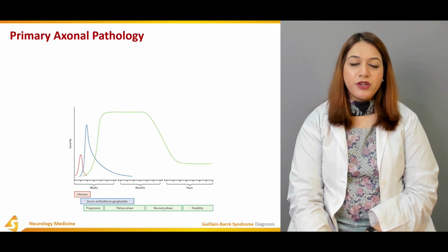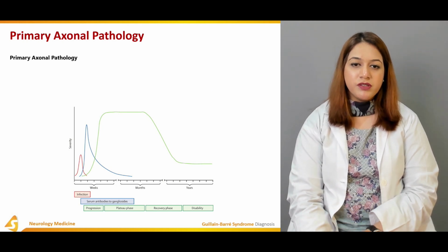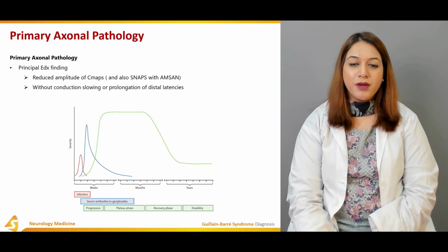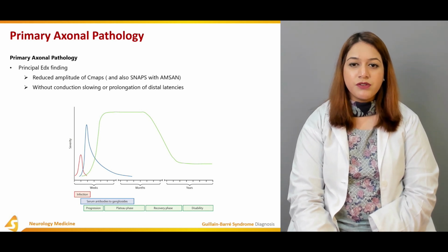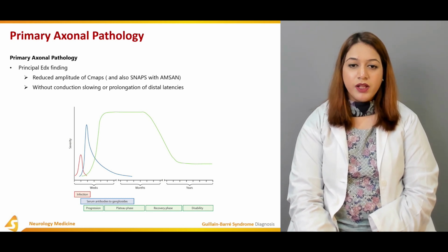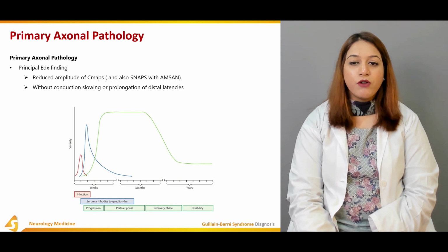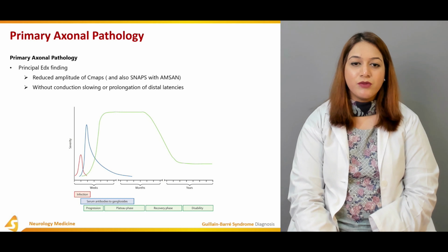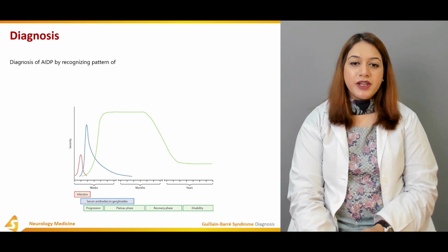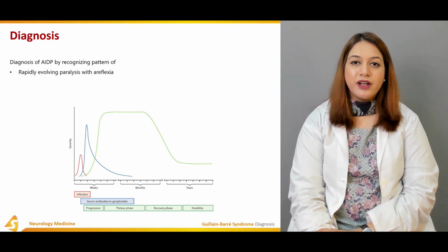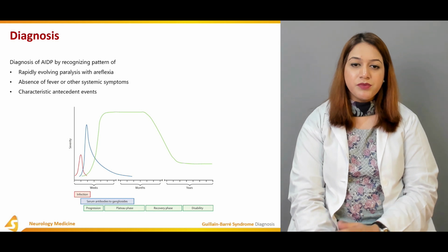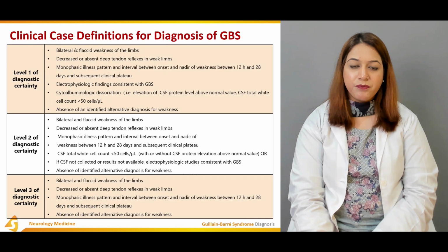If we talk about the primary axonal pathology or the axonal variants, the principal electrodiagnostic finding is reduced amplitude of compound muscle action potentials and also sensory nerve action potentials, in case of acute motor sensory axonal neuropathy. Without conduction slowing or prolongation of the distal latencies can be found in case of primary axonal pathology. The diagnosis of AIDP is recognized by the pattern of rapidly evolving paralysis with areflexia, absence of fever or other systemic symptoms, and characteristic antecedent events.